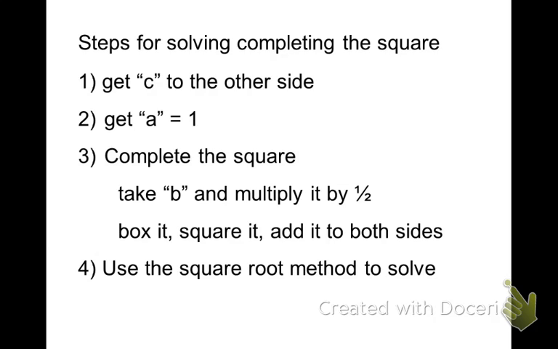When I say complete the square, take the linear term, multiply it by 1/2, square it and add it to both sides. And then you're going to use the square root method to finish off the problem. So these are the steps. You can refer back to these steps when you're going through the problems. But here's the first problem I want you to do.